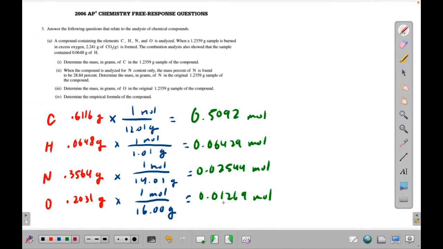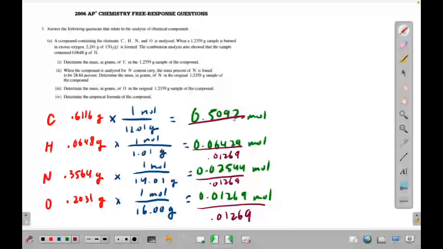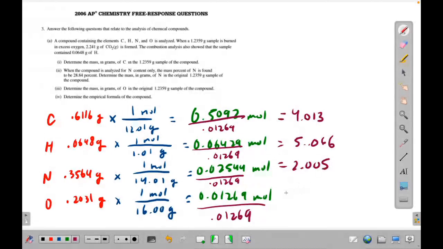Don't freak out. We are going to divide all of them by the lowest number of moles. This will effectively, hopefully, if we're doing everything right, turn everything into whole number amounts. At the very least, it's going to turn oxygen into a whole number, right? Because anything divided by itself is 1. So what do we get when we plug these in? All right, it's close to 4, but it's actually a little bit off: 4.013. This is 5.066, 2.005, and finally 1.000. So be comfortable with rounding these off. That's a 4, that's a 5, that's a 2, and that's a 1.